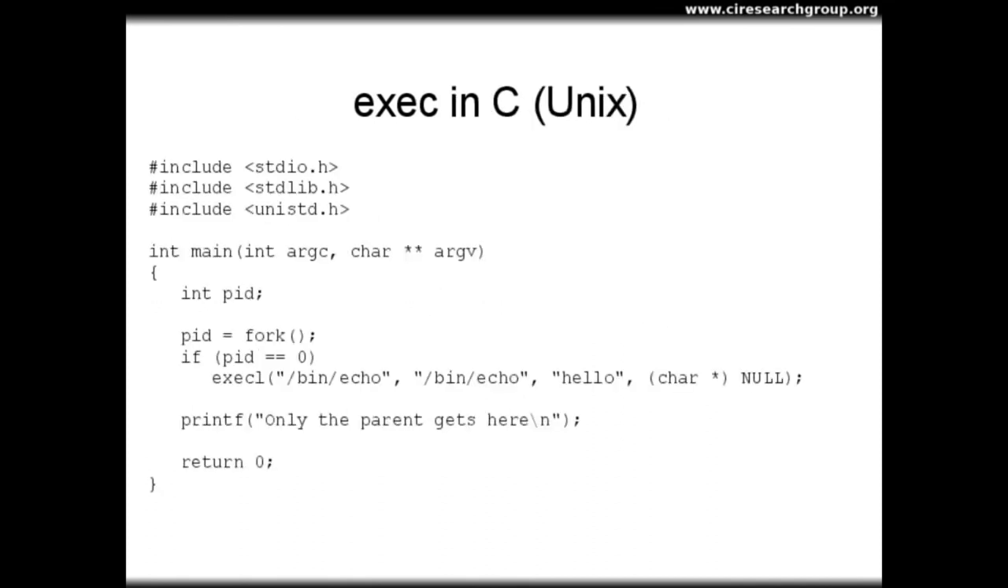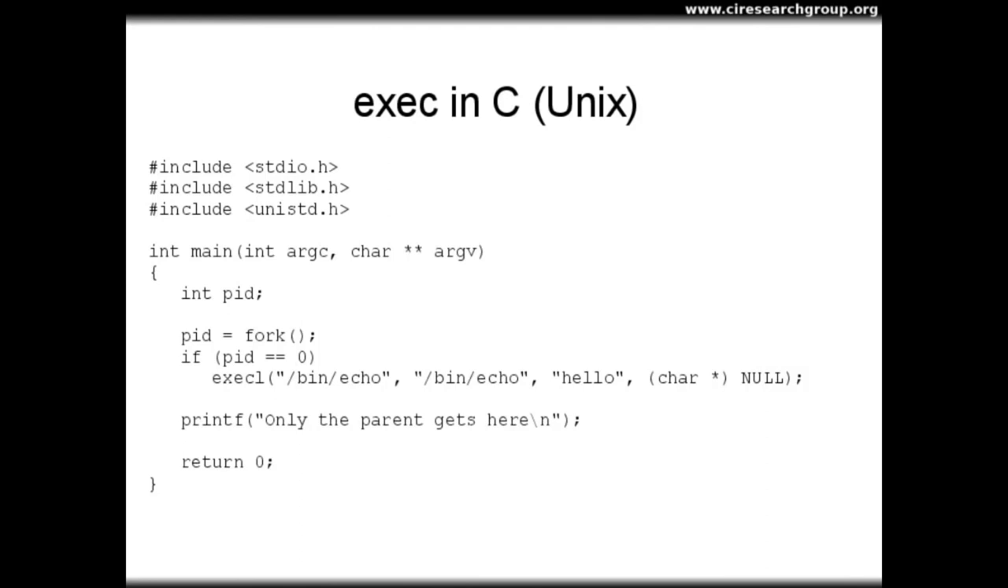Now, let's take a look at a simple C application that forks a child that execs the /bin/echo program installed on the system. Nothing has changed about the fork operation. The PID value returned to the child is always 0, while the value returned to the parent is always non-zero.